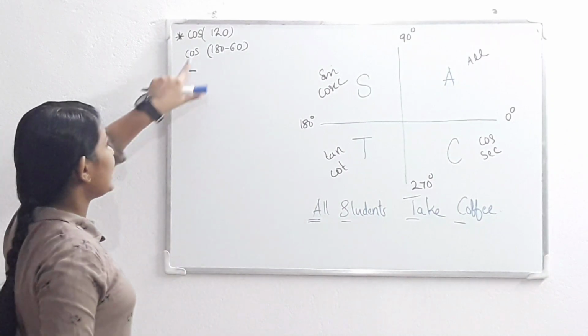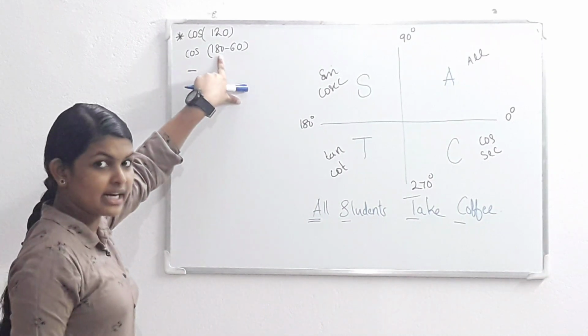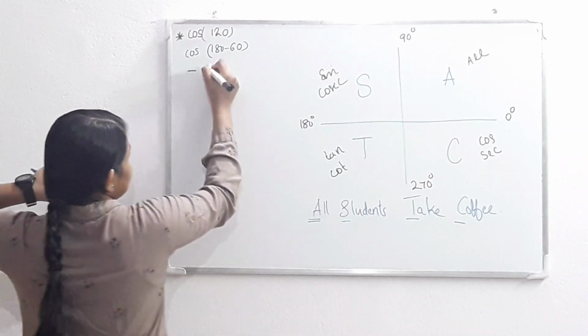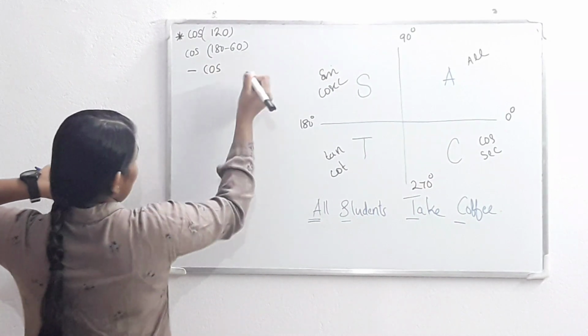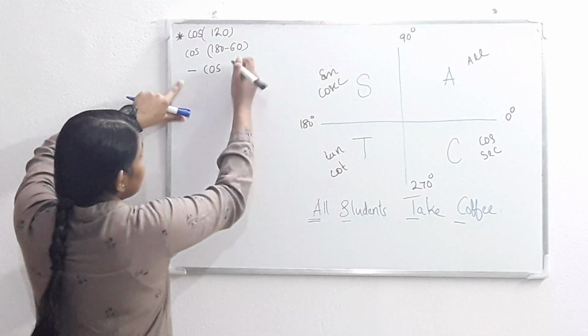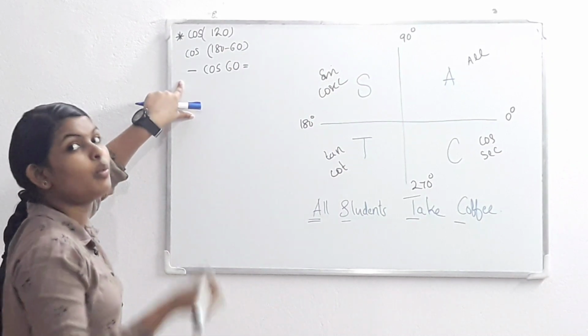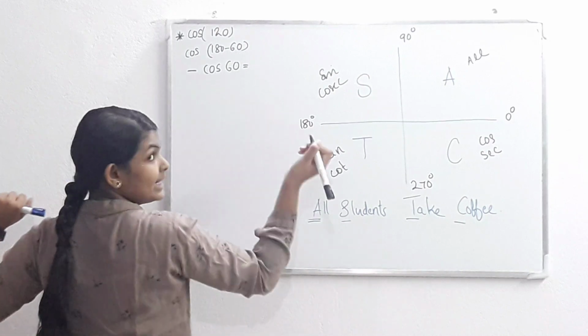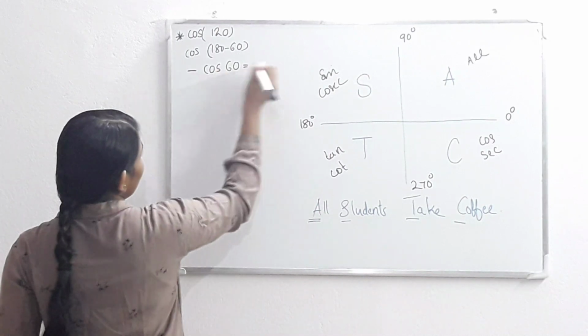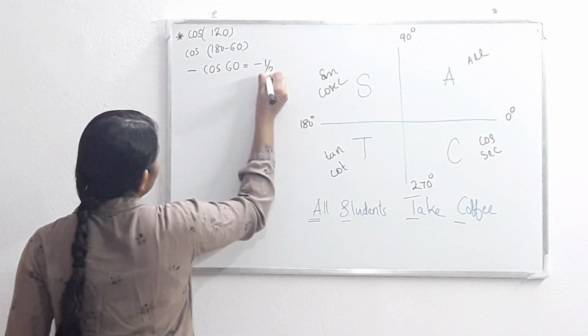Now it is in the form of 180 plus or minus theta. So we have to write cos itself. So minus cos theta. Which is the theta here? Yes, 60 will be the theta. So what is the value of cos 60? Cos 60 is equal to 1 by 2, since we already discussed in the first section. So here it is minus 1 by 2.